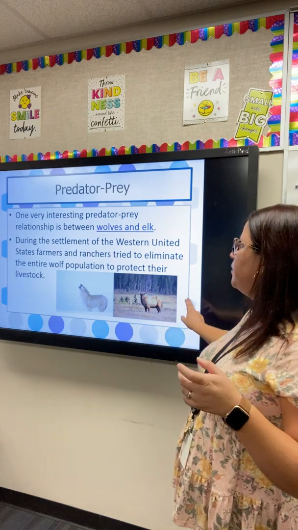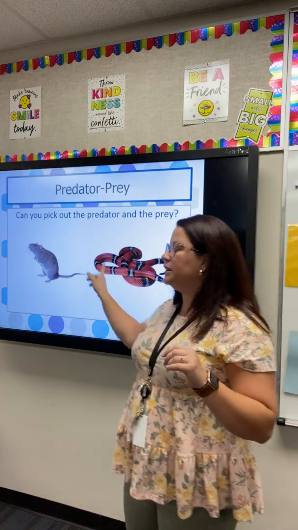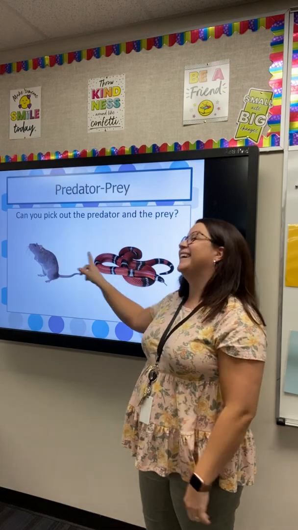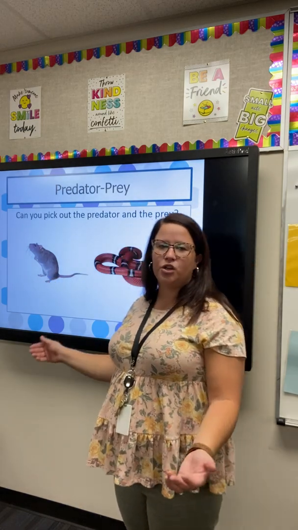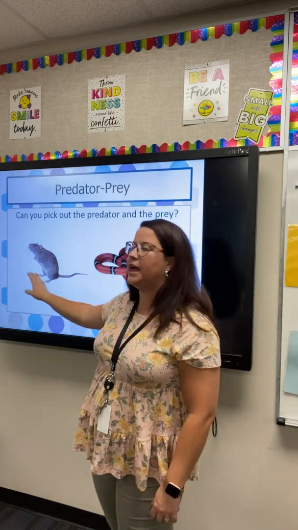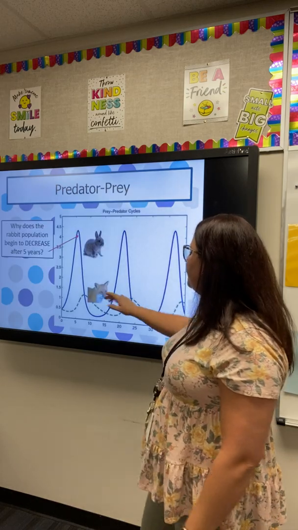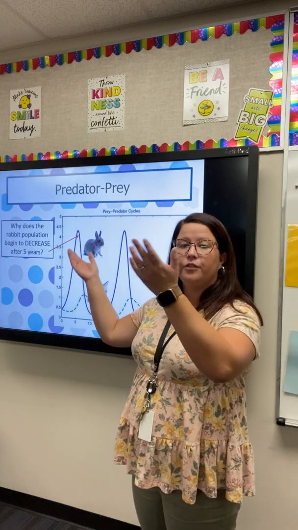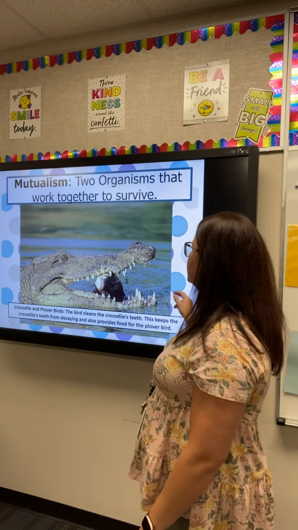Elk and wolves can be predator and prey. Okay, so the snake would eat the mouse, right? So the snake is the predator and the mouse is the prey. That's exactly right. The predator is the snake because it eats the prey, which is the mouse. Very good job. So fox eat rabbits. So the fox is the predator, the rabbit is the prey. This graph is just showing you a population increase, decrease.